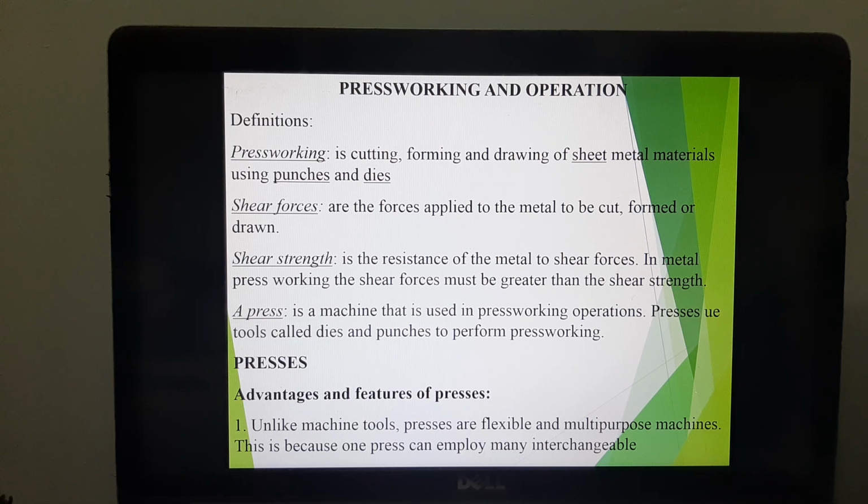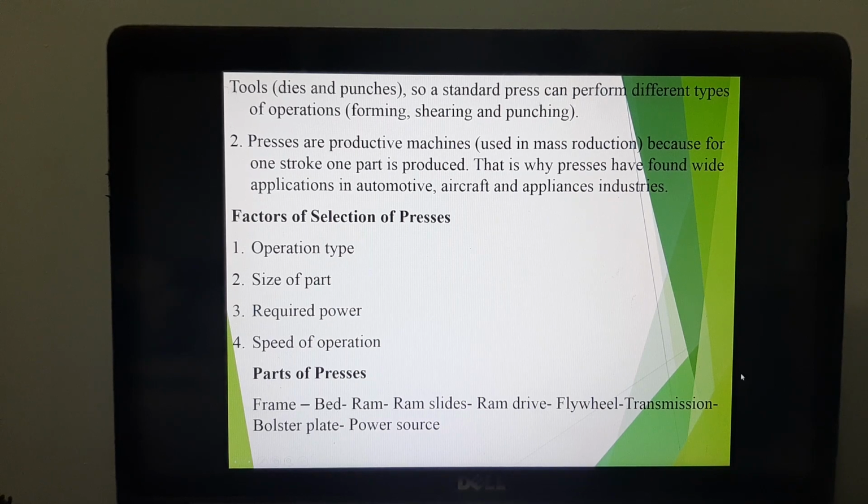That's why we call it a multi-purpose machine, because just by changing the mold accordingly, you can produce different types of products. You need not have different types of machines to do different types of operations. All operations can be done on one machine just by interchanging the punches and dies. So firstly, unlike machine tools, presses are flexible and multi-purpose machines. This is because one press can employ many interchangeable dies and punches.